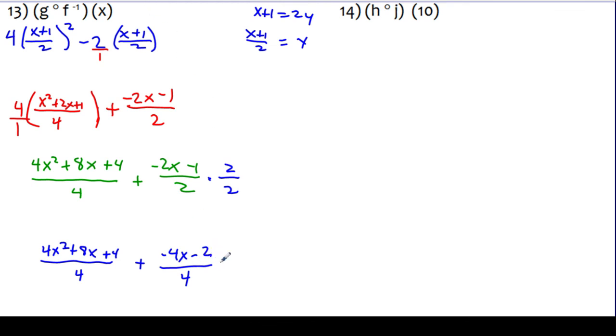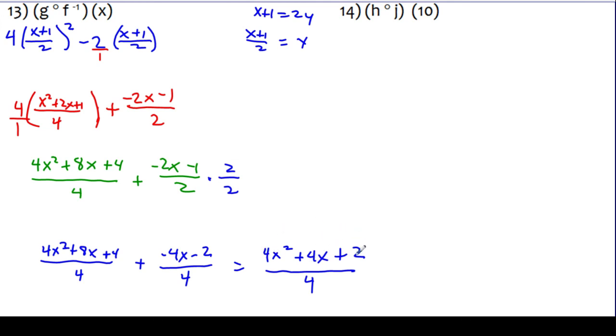Okay, and now I can combine like terms. So here's my final answer. 4x squared, adding that together. I don't see any other x squared, so my numerator is just going to have a 4x squared. Okay, 8x plus negative 4x. Well, that's 4x. Okay, 4 plus negative 2. Well, that looks like it's going to be a 2. Okay, so I'm going to say now this is going to look like over 4. Okay, my final answer. The only thing that I can do with this is a good answer, but it can be simplified a little bit.